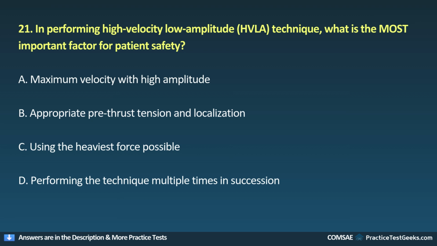21. In performing high-velocity, low-amplitude HVLA technique, what is the most important factor for patient safety? A. Maximum velocity with high amplitude. B. Appropriate pre-thrust tension and localization. C. Using the heaviest force possible. D. Performing the technique multiple times in succession.